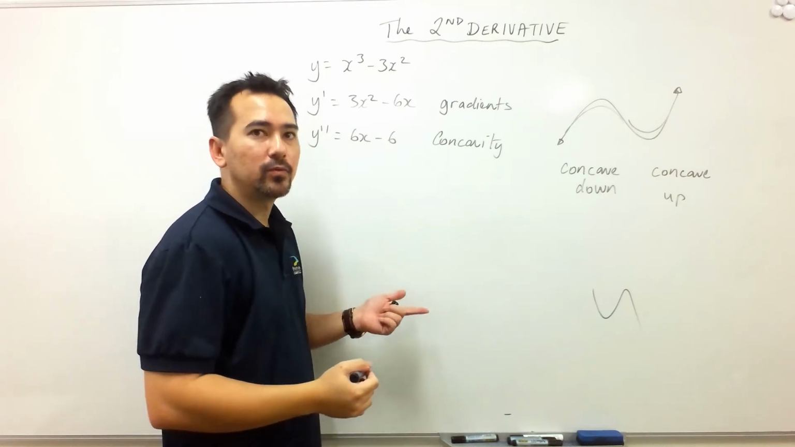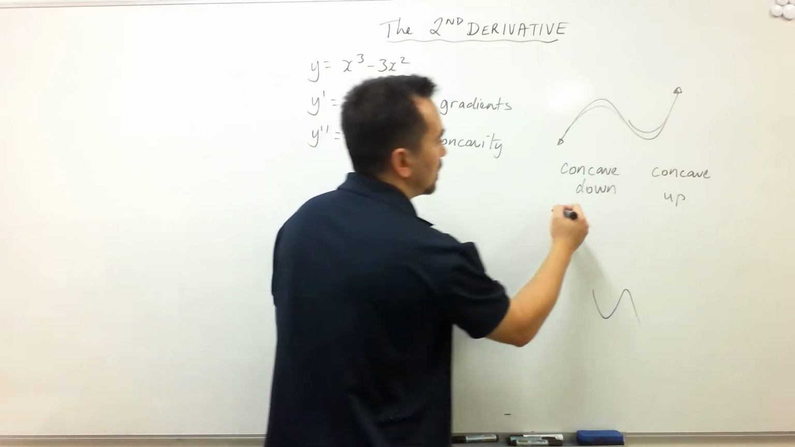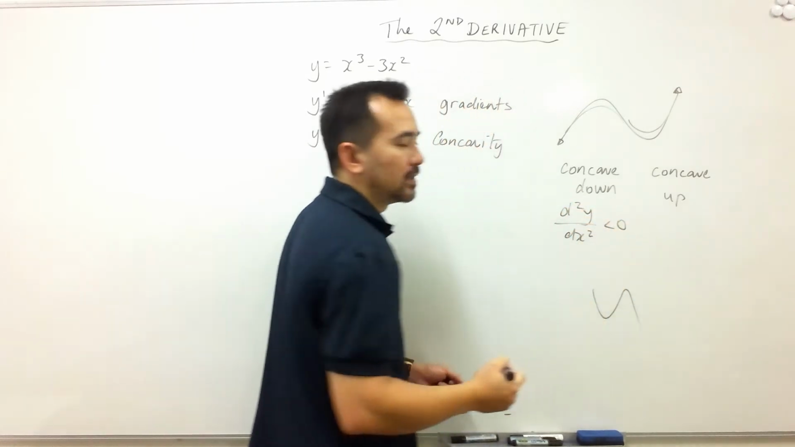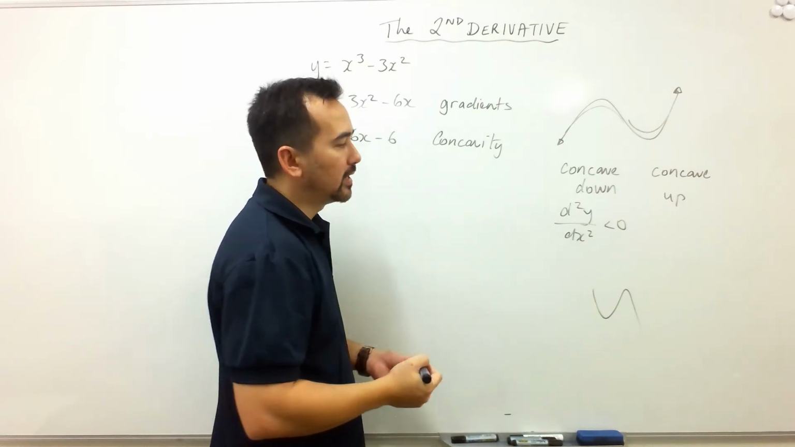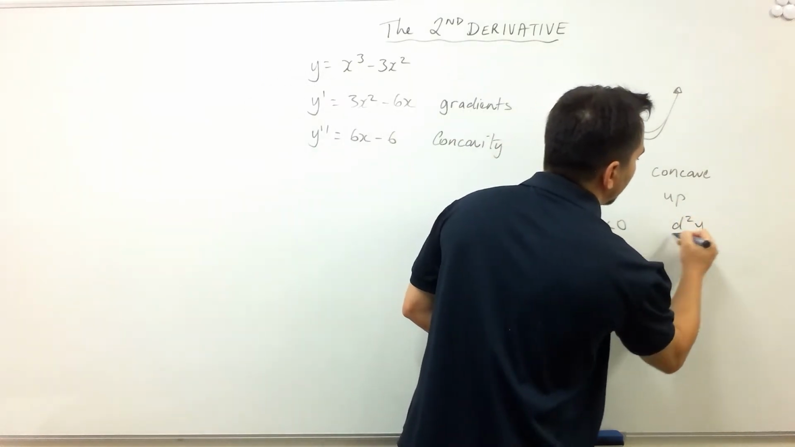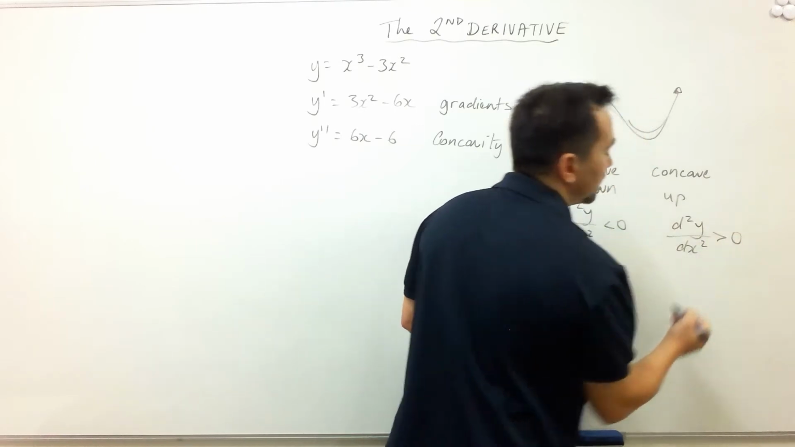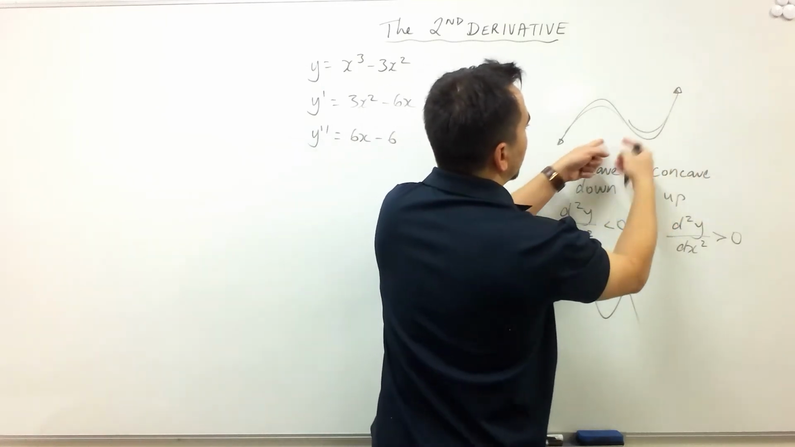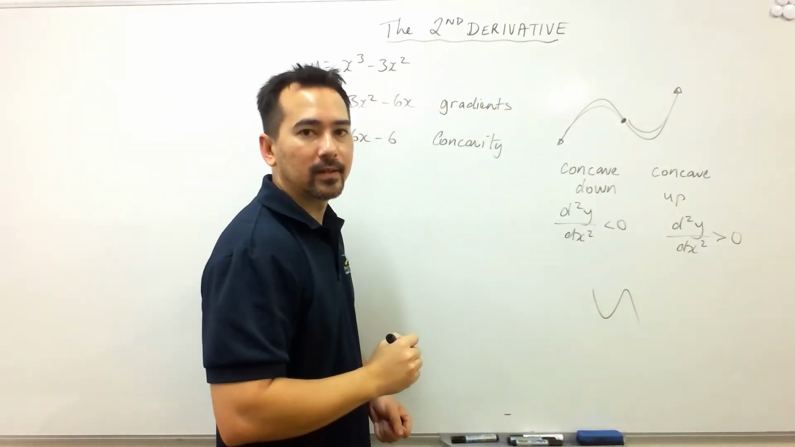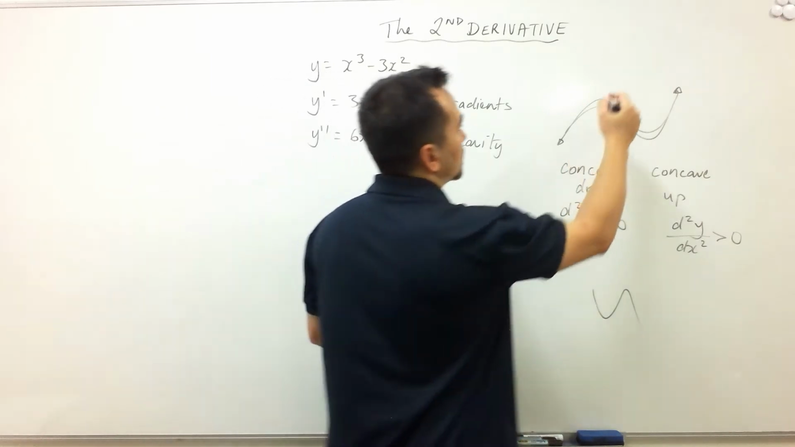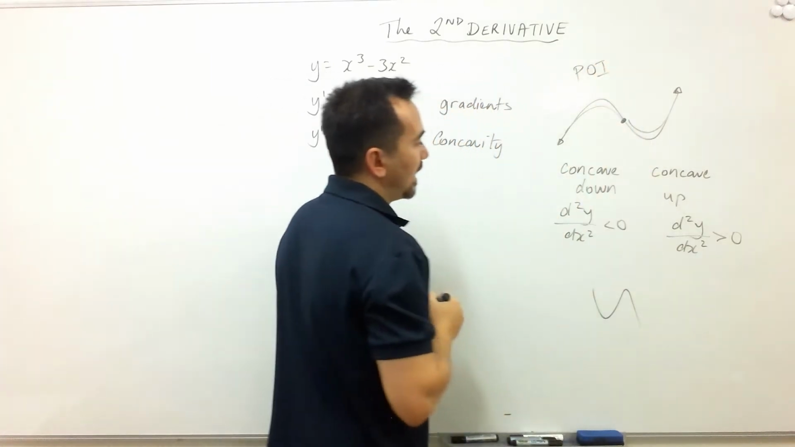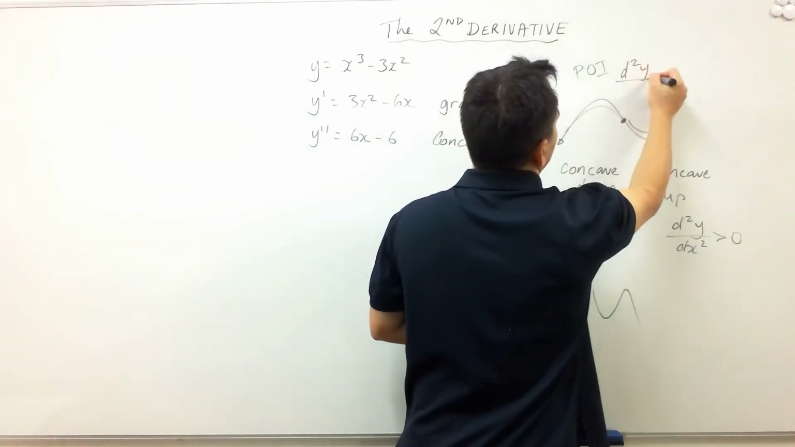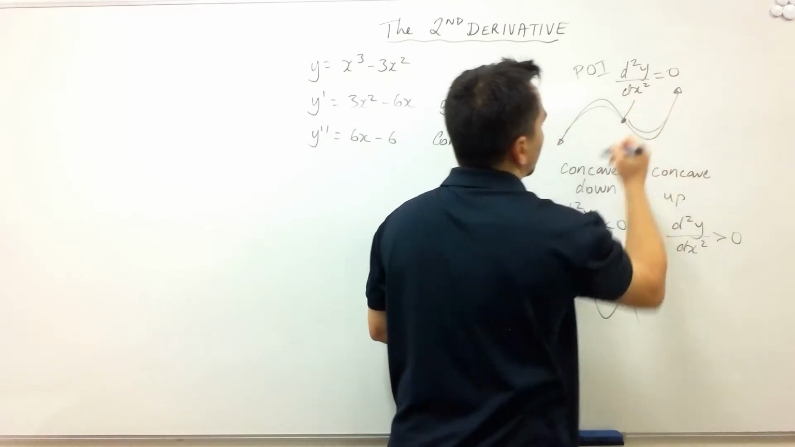So the second derivative will tell us whether it's concave down because its value is going to be less than 0, or in other words, negative. For concave up, the second derivative is going to be greater than 0. Well, what do you think is going to happen right in between the two concavities? We're going to have what's called a point of inflection, and it's not going to be negative, it's not going to be positive. The second derivative is going to be equal to 0.